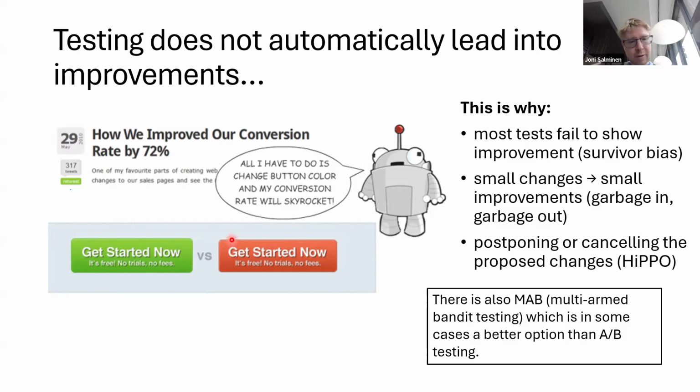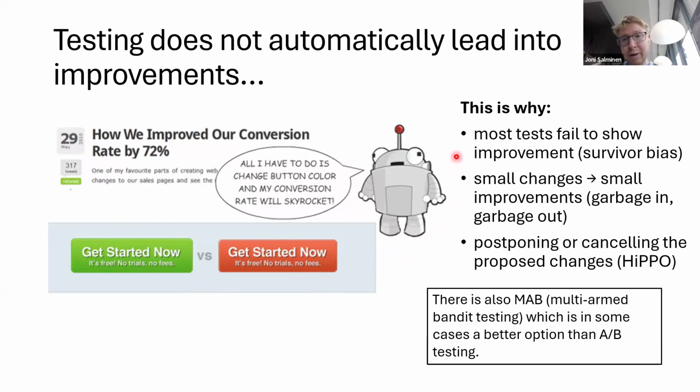A/B tests often don't yield straight improvements. So there's the funny idea, again, the button thing. So, all I have to do is change my button color and my conversion rate will skyrocket. It's a very easy example to understand A/B testing, but it's really narrow because such changes wouldn't generally be worthwhile.